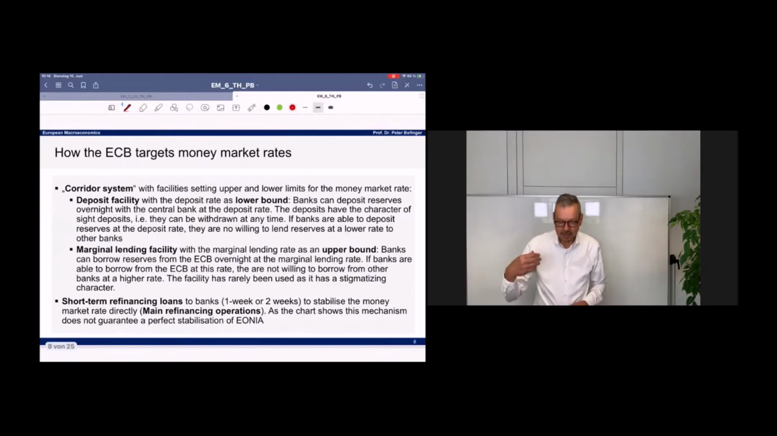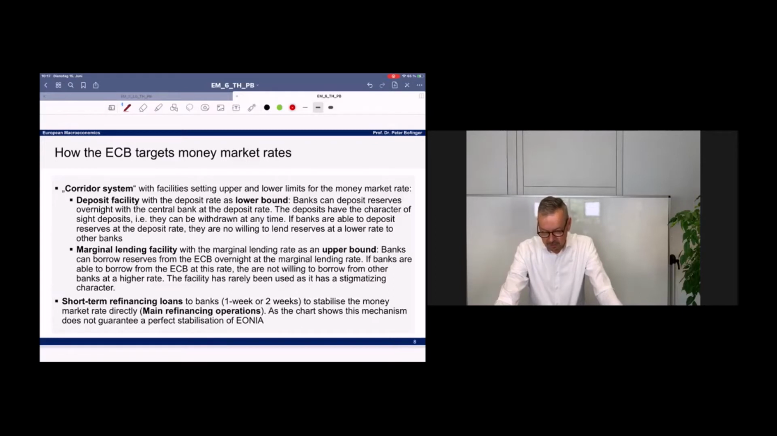Okay, so how can you target this money market rate? How can you do it as a central bank? There are two different ways to do it. One element of the ECB's instruments to target the money market rate is what is sometimes called a corridor system, which sets an upper and lower limit for the money market rate, for this overnight rate.